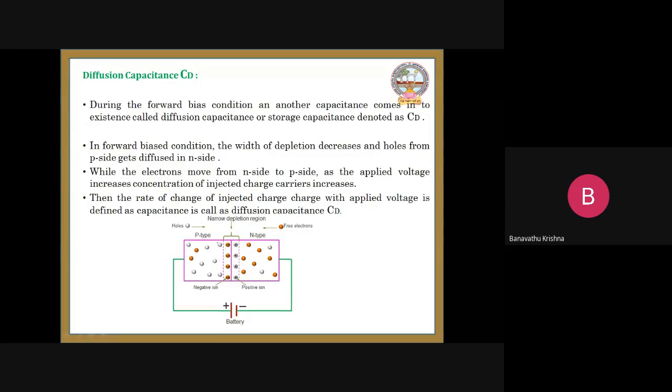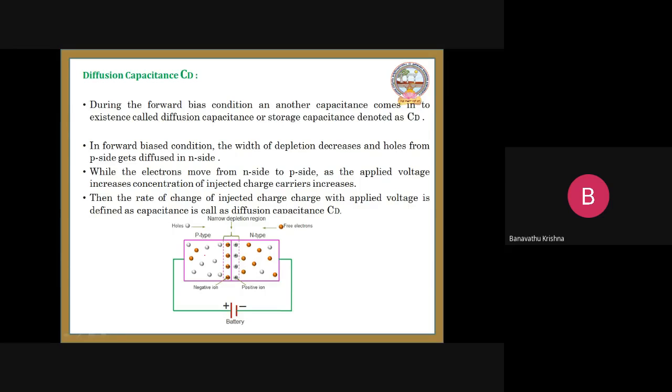In the previous case, we applied reverse bias to the diode, so the depletion region was increasing. But here, for the P type, the majority carriers are holes, which are positive charge carriers. So for the P type, we make the connection to the positive terminal. For the N type, the majority carriers are electrons, which are negatively charged particles, so we make the connection to the negative terminal. This is nothing but the forward bias voltage, the battery.